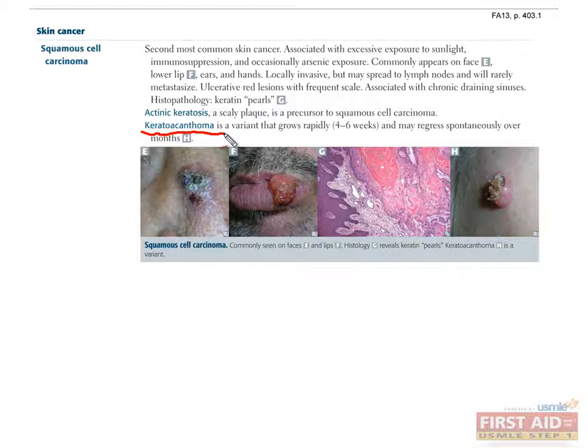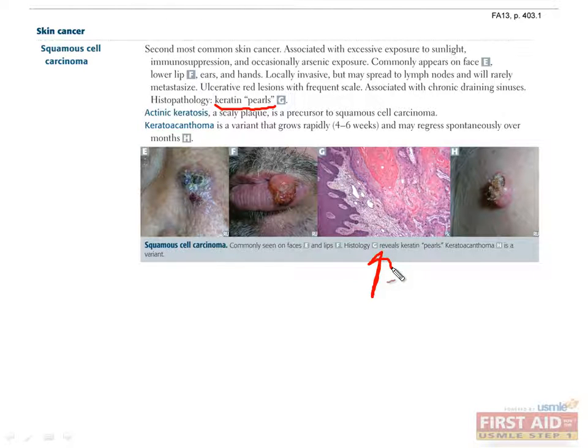When the disease progresses to squamous cell carcinoma, it's usually expected on the hands and face and may have serious local invasion, but will rarely invade past the basement membrane. The carcinoma classically shows cellular atypia in the epidermis and invasive cells or nests of cells infiltrating into the dermis. Histologically, the key finding is a keratin pearl, which you'll see shown here.